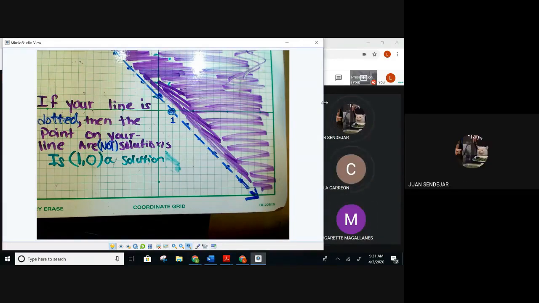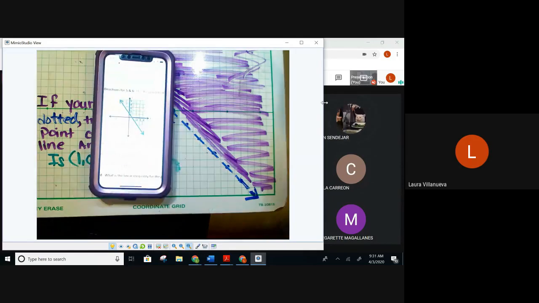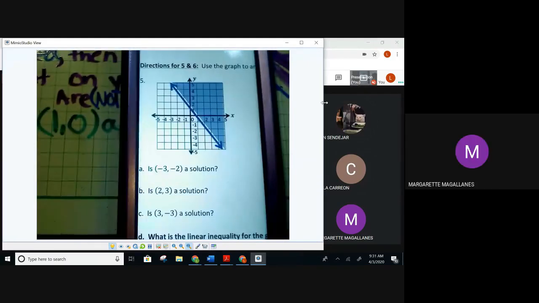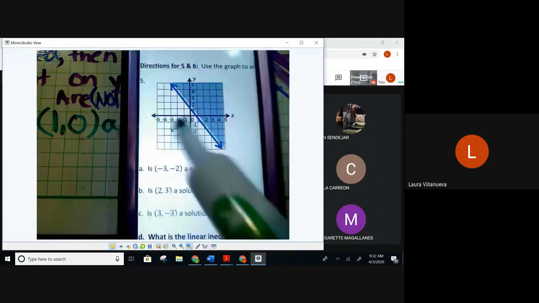Yes. Okay, so given that, I'm going to give you a point. It's kind of small. Can you all see it clearly or no? It's clear. Okay, so here's what you have. You have the same graph. It says, is -3, -2 a solution? So you're going to go to -3, -2. You're going to make a point there. Wait, wrong one. I know the answer.